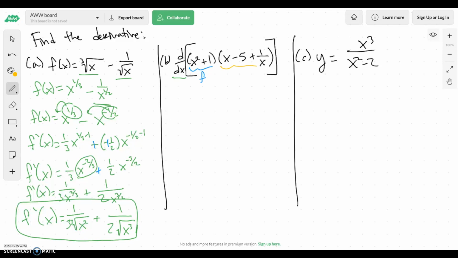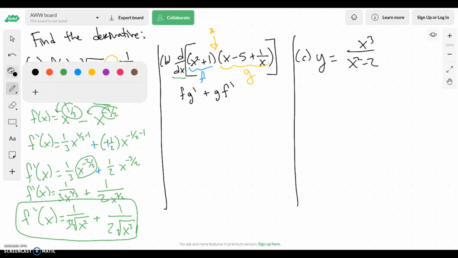Okay, so they're both being multiplied, which is very different than this because this is being added. Here in this case we have multiplication, which indicates that I have to use the product rule. And if you remember, the product rule, which you need to memorize, is that it's the first times the derivative of the second plus the second times the derivative of the first. Okay, so now let's go ahead and do this. So the first is going to stay the same, x squared plus 1.